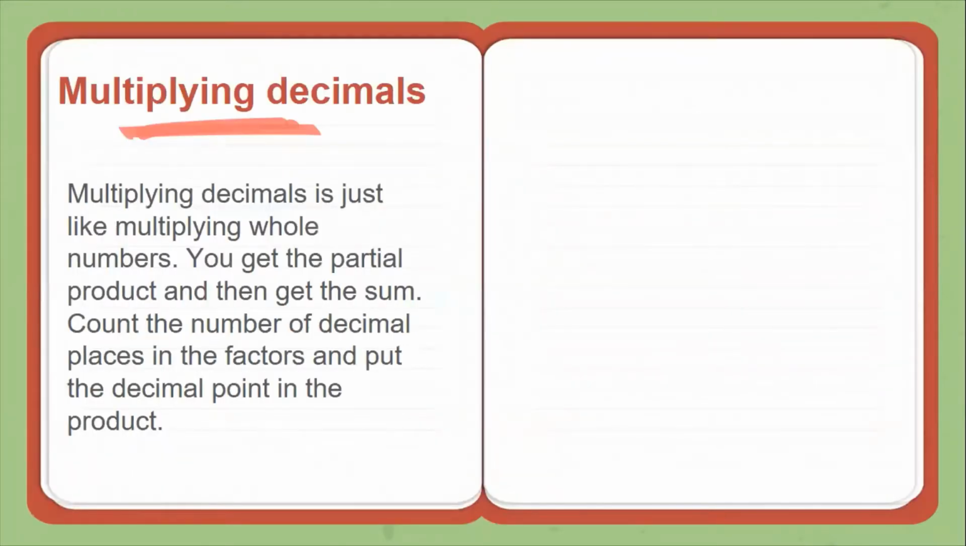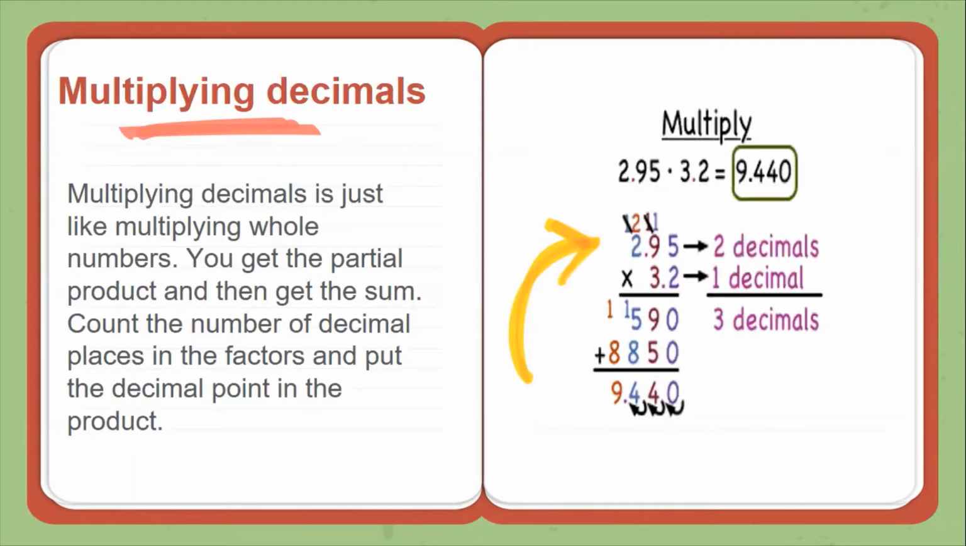In multiplying decimals, to multiply decimals is just like multiplying whole numbers. You get the partial products and then get the sum. Count the number of decimal places in the factors and put the decimal point in our product. Just like, for example, this one. When we multiply, just multiply our factors. It is just like multiplying whole numbers, but the difference is that we need to count our decimal places and put that in our product at the end.